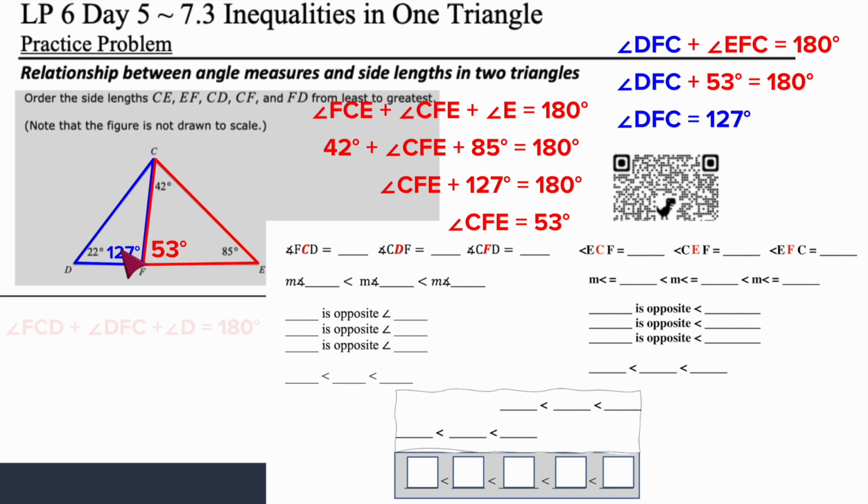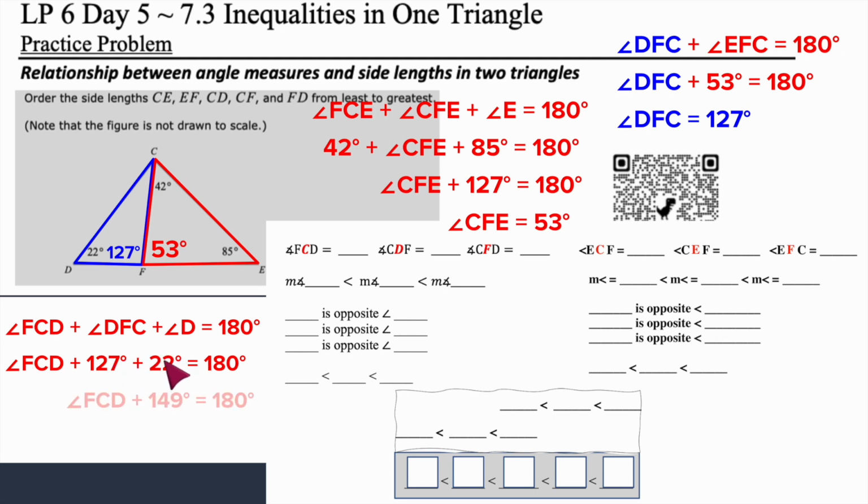Okay, so I have 22 plus 127. So I have two pieces. Here's angle D. Out here, that's the only angle it can be, so we can just label it angle D. And then I have DFC, that's the 127. And then I have FCD. I don't know what FCD is, but I do know what DFC is, and I do know what angle D is.